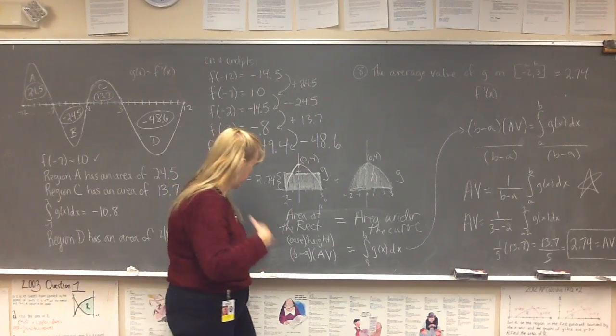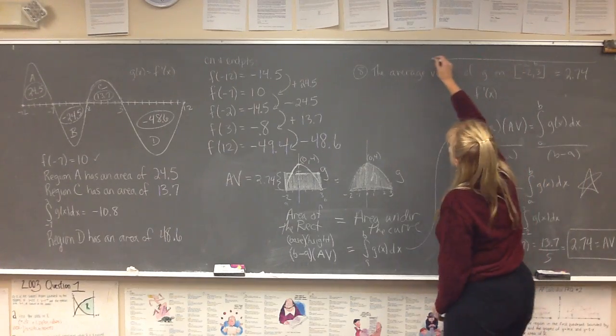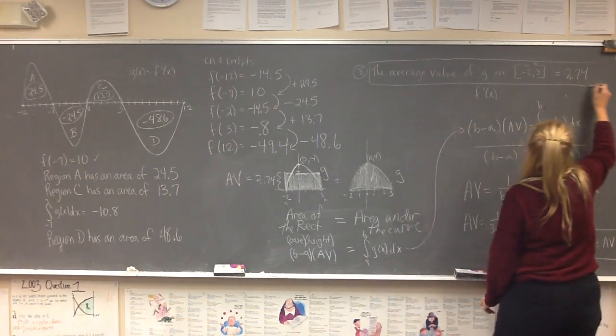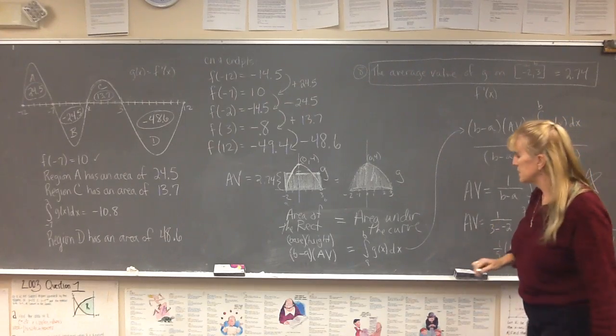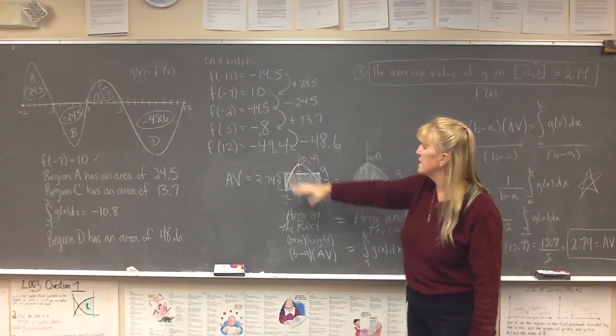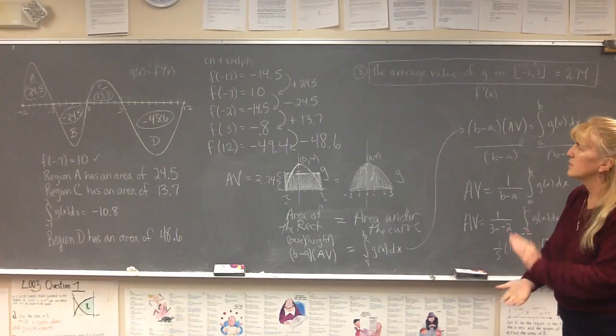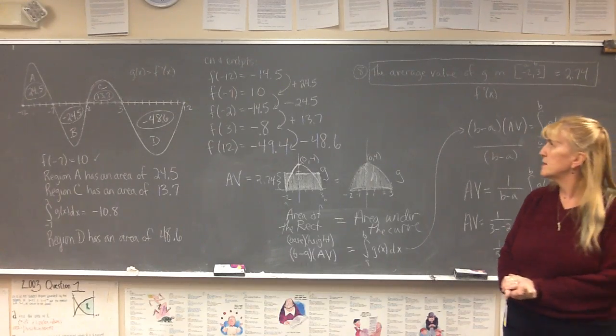Well, for question number 8, I didn't box the answer yet, but the average value is 2.74. And I think it makes sense. Somewhere between 2.5 and 3 in there, that even looks like the same area. We're going to wrap this up in the next video, and it'll be all done.